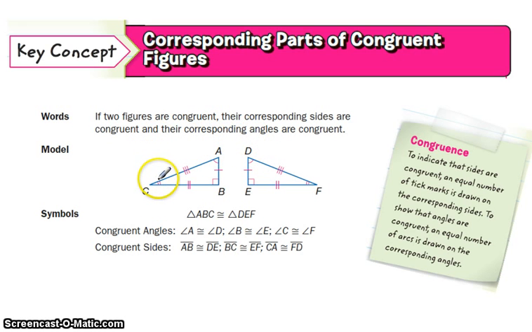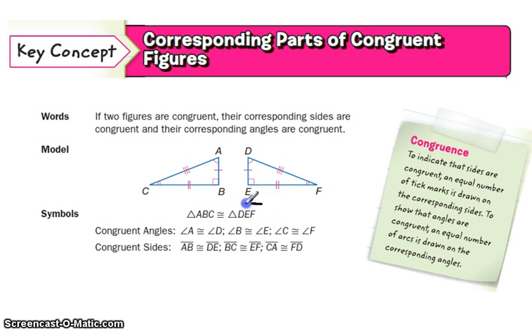Angle C has 2 marks, so if we come over here, angle F has 2 marks. So we can say angle C is congruent to angle F. And then the same thing for angle B and angle E. They both have the squares, meaning that they're both right angles. So this is one way that they're going to show you how two figures are congruent. They're going to do it by markings. The other way that they're going to show us is by congruent statements.